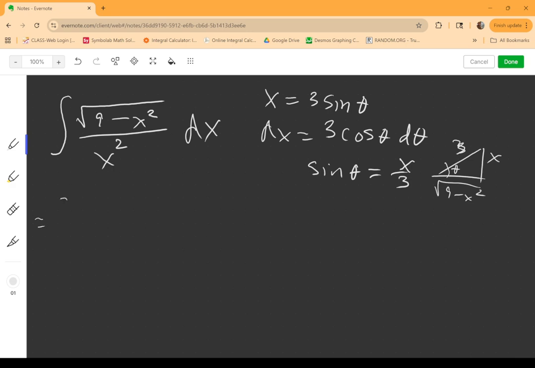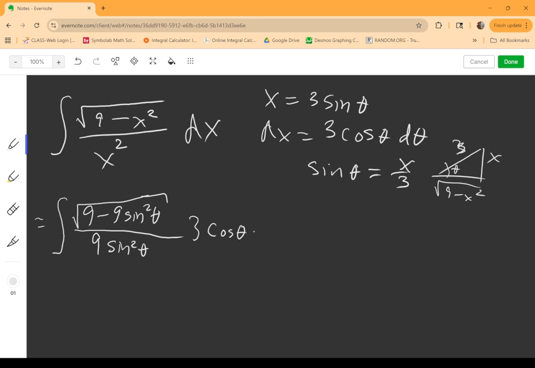So my new integral in theta, once I make my substitution, there are no more x. X needs to be substituted away in some form. And the way that's done here, 9 minus x squared becomes the root of 9 minus 9 sine squared theta. My denominator is x squared, so that becomes 9 sine squared theta. And then dx becomes 3 cosine theta d theta. Okay, now right now it looks a bit of a mess.